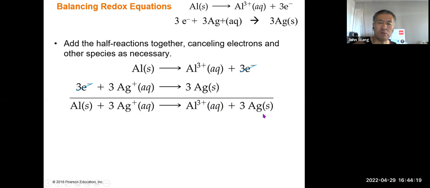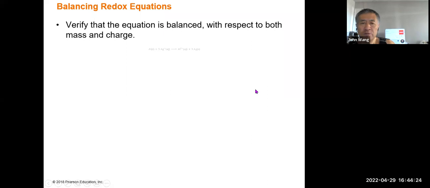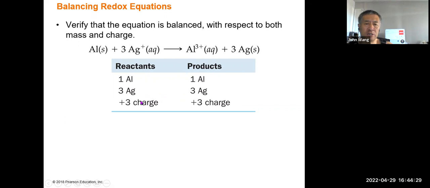To verify the equation is balanced, you can just do a check. Check how many atoms and how much charge. Everything should be balanced. The Al balance, 1 Al, 1 Al. The Ag balance, 3 Ag, 3 Ag. The charge, so like plus 3: it has a plus one times three is plus three. And here just one of the three plus, therefore one times three is three plus.